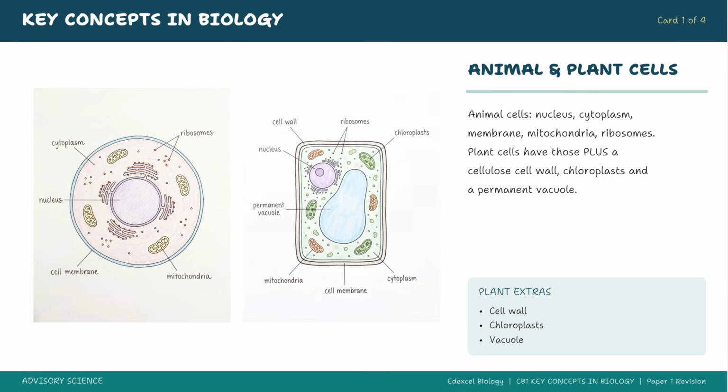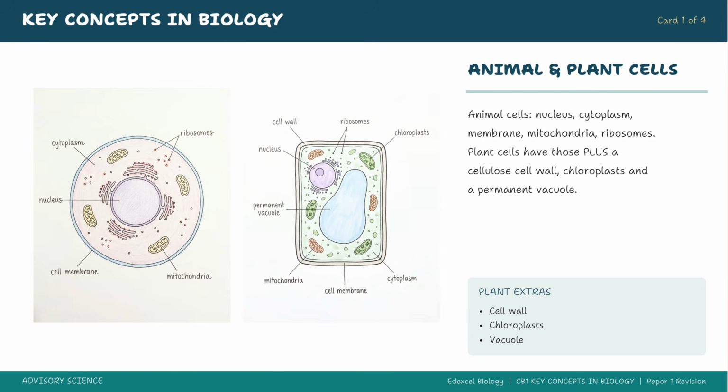And finally, ribosomes. Ribosomes make proteins. So think about the keratin in your nails and also your hair. For the exam, you need to be able to label all 5 and say what each one does.